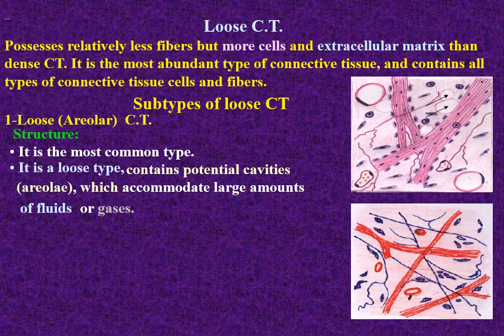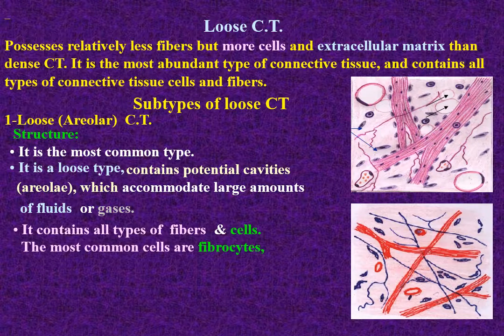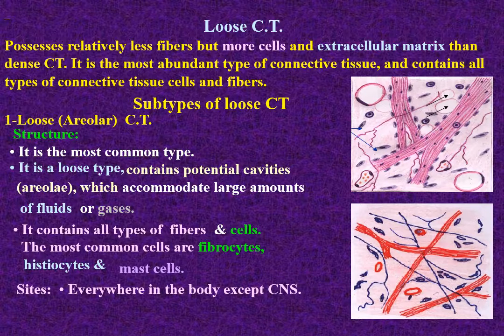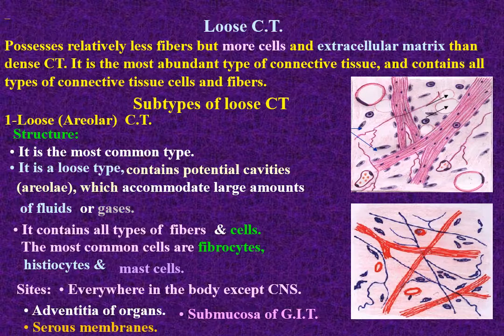It contains all types of fibers and cells. Most common cells are fibrocytes, histiocytes, and mast cells. Sites. Loose areolar connective tissue is found everywhere in the body except in the central nervous system, connecting all organs and tissues together. It forms adventitia of organs, submucosa of gastrointestinal tract, and serous membranes.